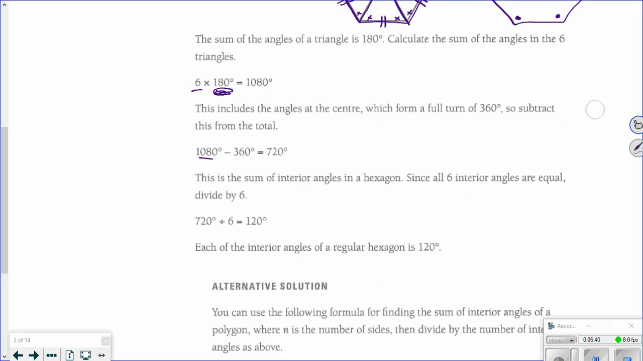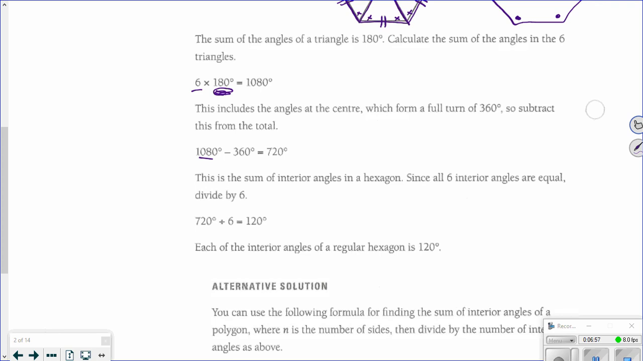Since all 6 interior angles are equal, we divide by 6. So we take that 720 degrees, divide it by 6, and it tells you that each of the interior angles of a regular hexagon is 120 degrees. Okay, this is the way we do it by forming triangles.